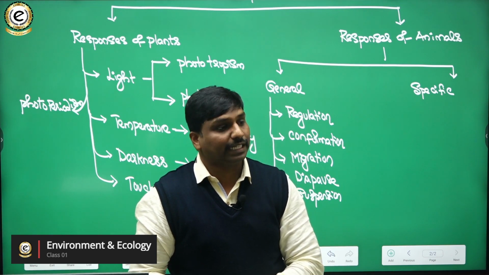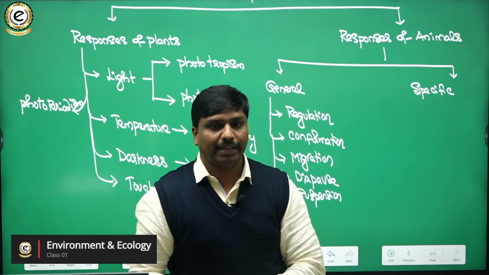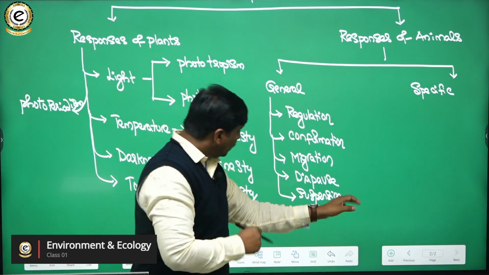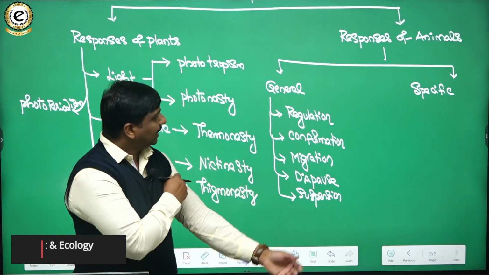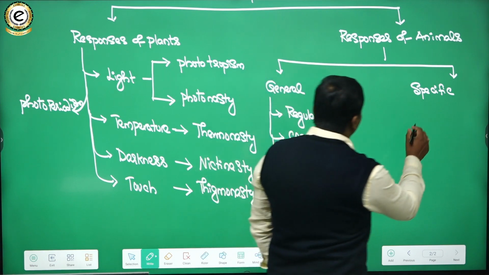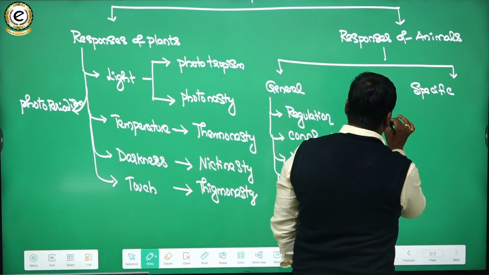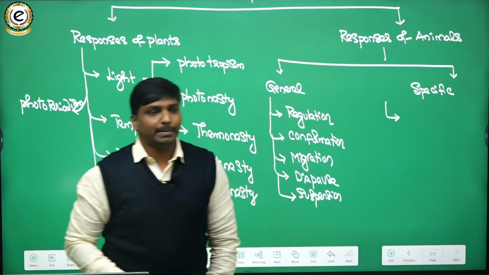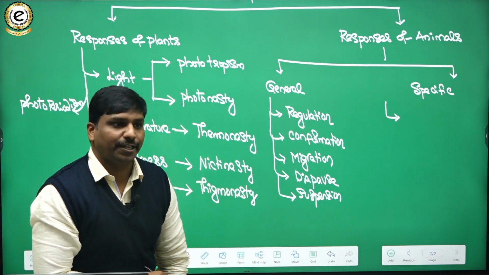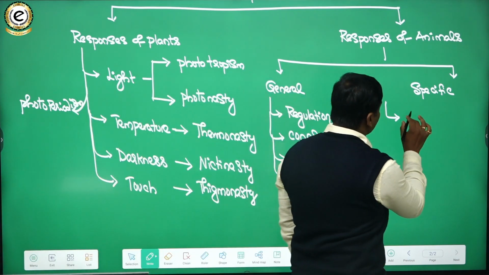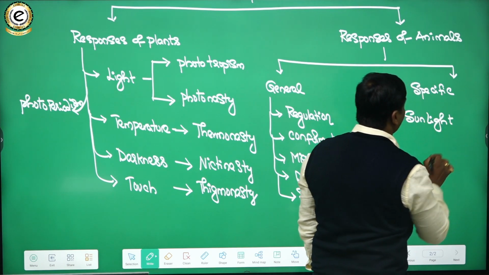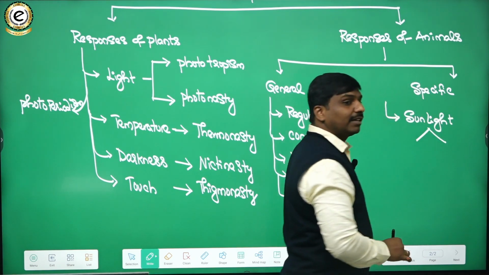Suspension means some of the metabolic activities would be suspended temporarily. So we have things like hibernation and estivation. Have you heard of that? They are nothing but activities that come under suspension. So these are general responses. And then when we talk from the perspective of specific responses, that means responses of animals to light, how they will respond. When we look at the response to sunlight, usually we will have two kinds of responses.